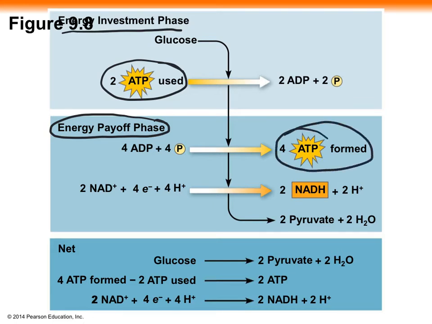Again, remember, ATP in this case is formed through substrate level phosphorylation, where ADP is phosphorylated, or phosphate is added to ADP to create ATP. The net is that we have 2 ATPs formed through glycolysis. So 1 molecule of glucose will yield 2 pyruvates, 2 ATPs, and then we will get 2 NADHs, which will become important later on.